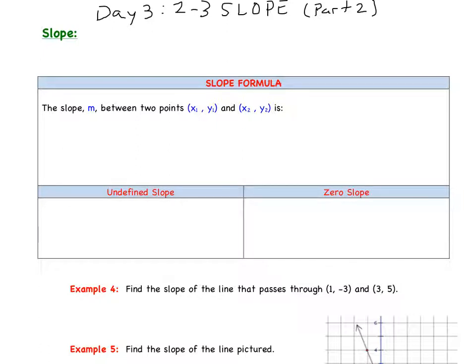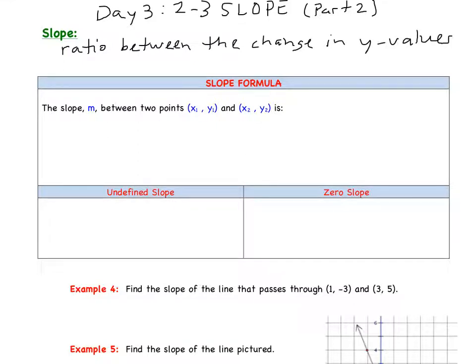So the slope is the ratio between the change in y values and x values. And you might remember it as rise compared to the run.